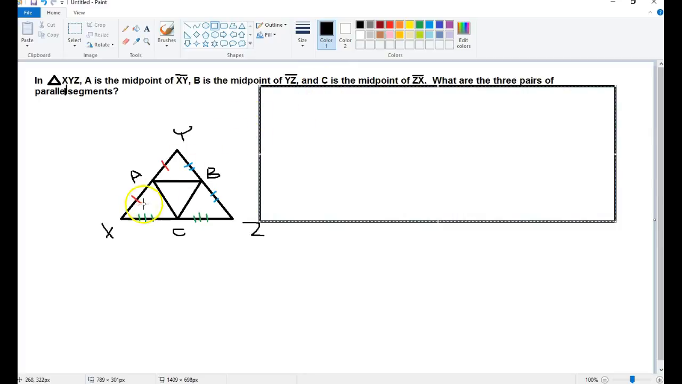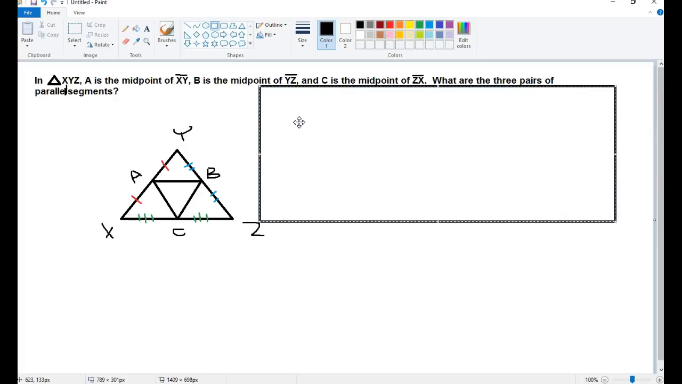When drawn out, we have triangle XYZ, and we're told that A is the midpoint, so A cuts XY into these 2 parts here. YZ has B as the midpoint, so we have these 2 congruent parts over here, and XZ where C is the midpoint, so we have these 2 congruent parts over here. And we need to show which ones are parallel.